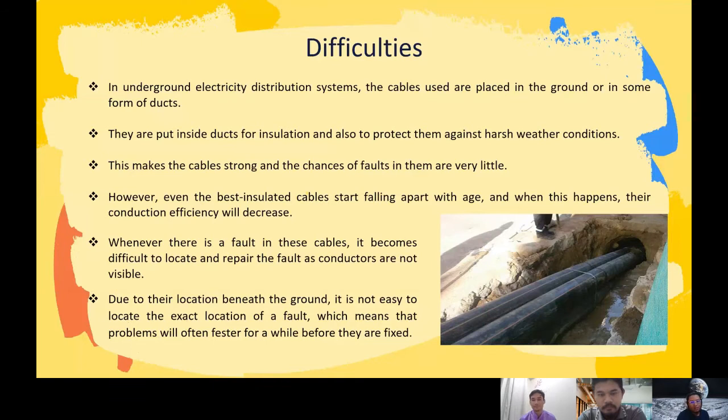Difficulties. In underground electricity distribution systems, the cables used are placed in the ground or in some form of ducts. These ducts are used for insulation and also to protect them against harsh weather conditions. This makes the cables strong and the chance of fault in them very little. However, even insulated cables start to age, and when that happens, the efficiency will decrease.